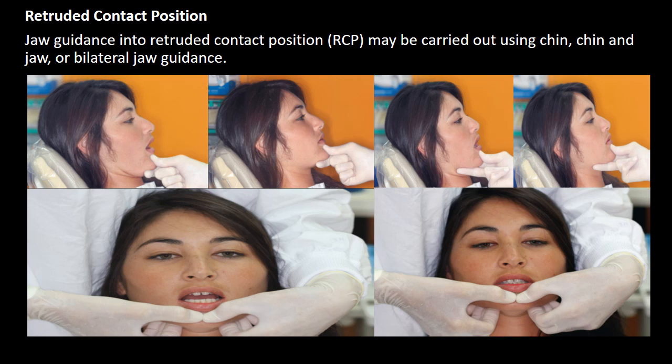Well, how do we guide the patient into the retruded contact position? We have many approaches. It's either by using the chin method or the chin and jaw method, in which the operator stands in front of the patient, or using bilateral jaw guidance, in which case the operator stands behind the patient and holds the patient's mandible with both hands, using the thumb and all his fingers below the patient's mandible to guide him into the retruded contact.